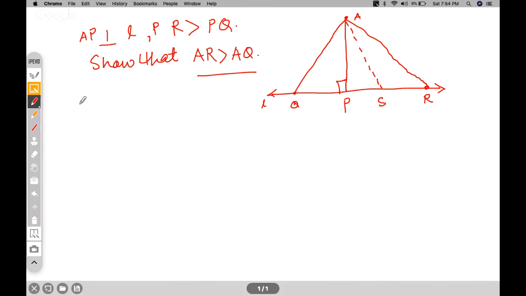How will you say that, Shraddha? You cannot say it like that. You will have to show which angle is the greater angle. AR is opposite to the greater angle. You will have to show that that angle is greater than any other angle, and then you will have to show that AR is greater than AQ.